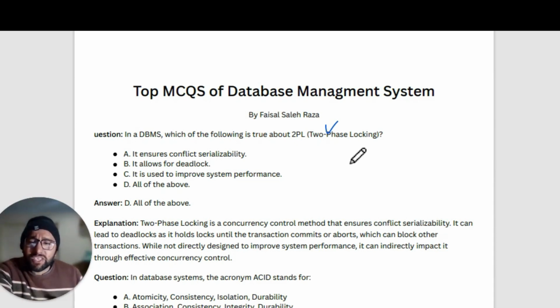So all of these MCQs are related to two-phase locking. So the concept of two-phase locking is basically that it ensures all three above options. So basically it is a function of two-phase locking. So try to remember this.